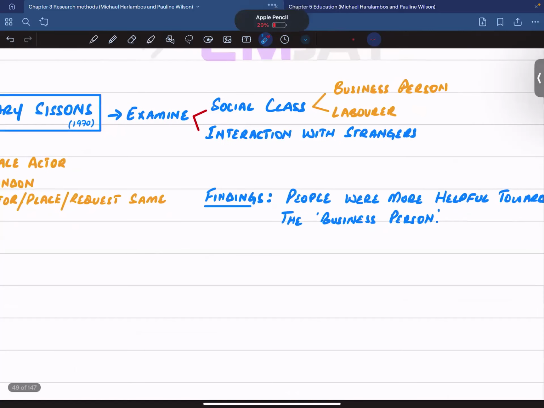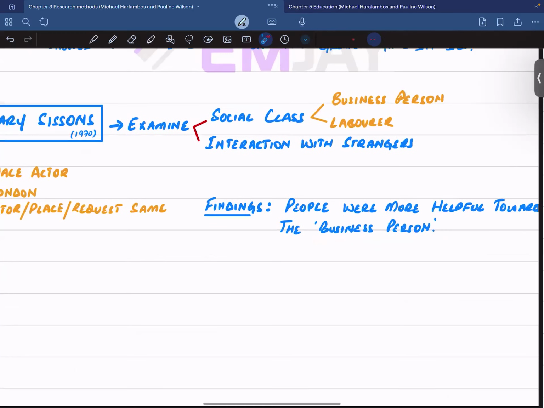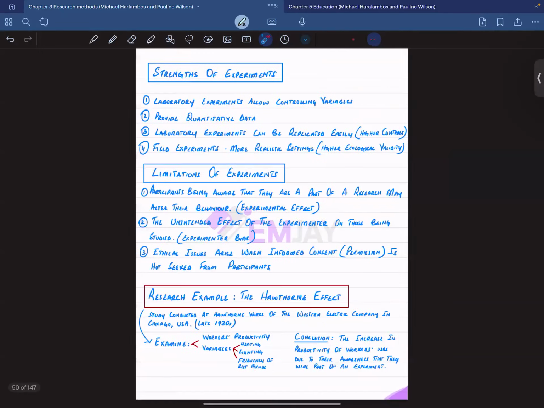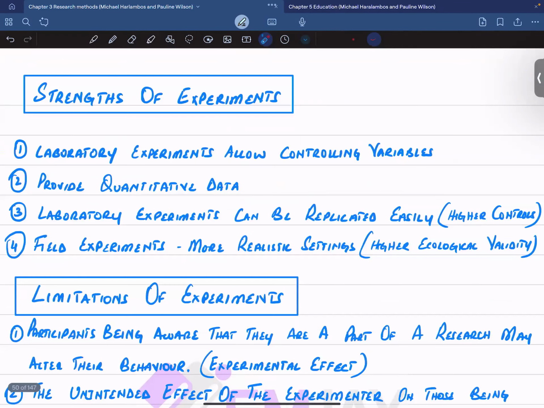And if we talk about the findings from this study, it was found that people were more helpful towards the business person as compared to the rest. Now, these are examples that you could possibly use as examples of laboratory experiments if you ever come across a question in your examination. Taking this ahead, if we move on towards the strengths of the usage of experiments.